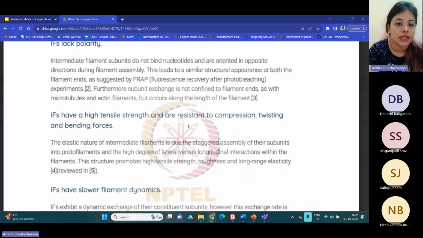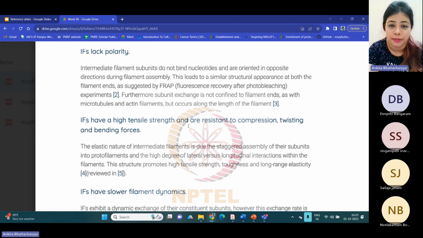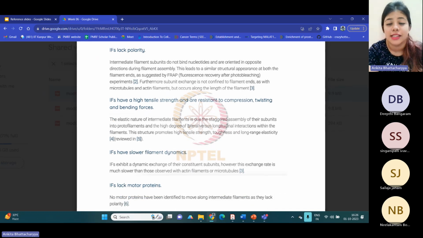They lack polarity. They do not bind nucleotides. They're oriented in opposite directions during the assembly process, and this leads to a similar structural appearance at both the filament ends. And this was studied using FRAP, or fluorescence recovery after photobleaching. And they have high tensile strength. They are resistant to compression, twisting, as well as bending forces.